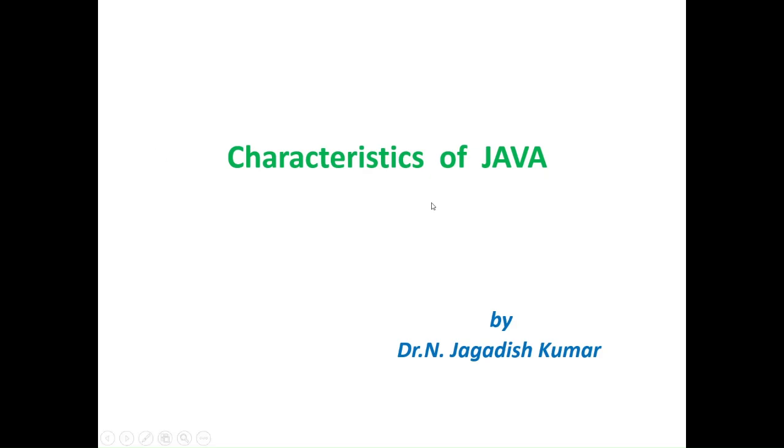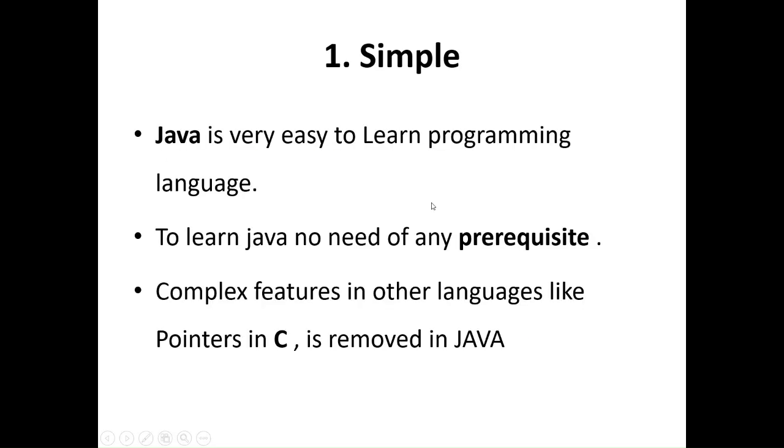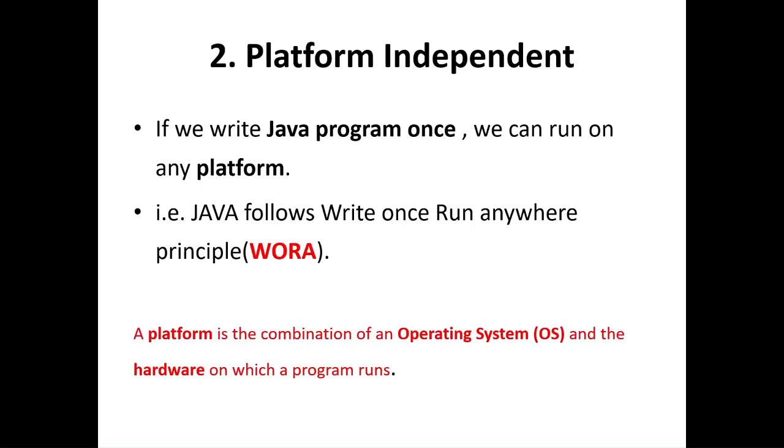Okay, let's start the characteristics of Java. Java is a very easy to learn programming language. It's very simple. To learn Java, no need of any prerequisite. And the complex features in other programming languages, for example, in C, pointers is a complex one, those things are removed in Java. So Java is very simple to learn and platform independent.